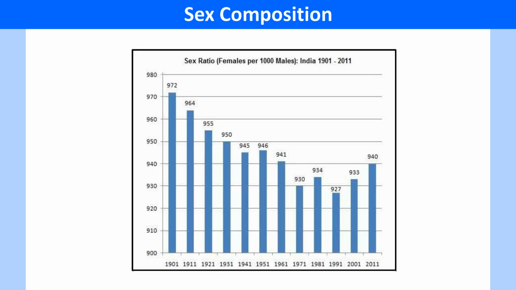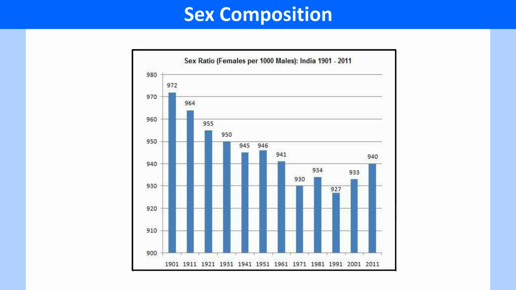Sex composition. Sex composition refers to the male-female ratio or percentage of males to females in the total population. It is calculated as the sex ratio, which is the number of females per 1,000 males. Understanding the sex ratio is important as it allows forecasts of future population trends, and therefore planning for the future population development. A ratio of 1,000 means that males and females are equal in number.